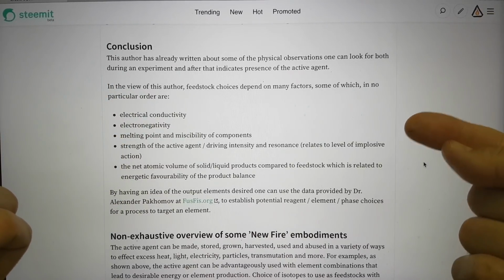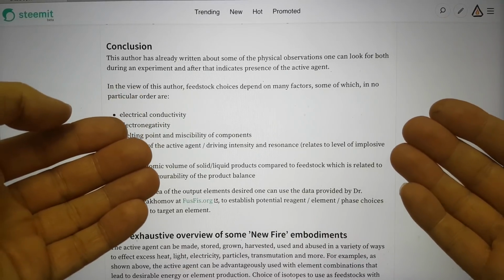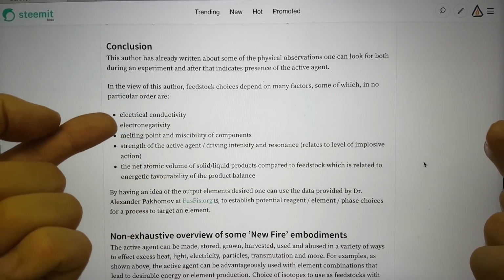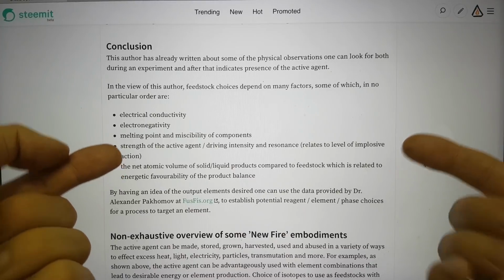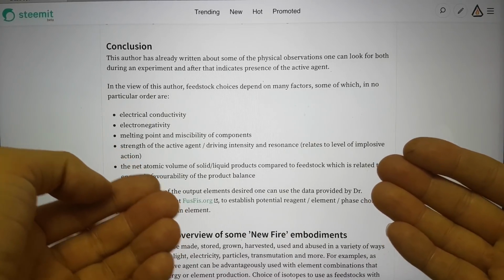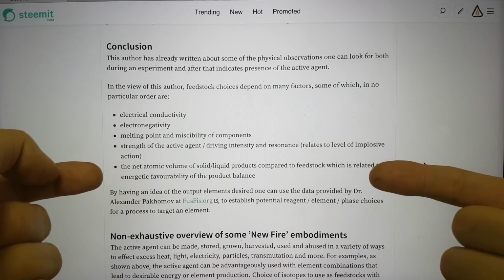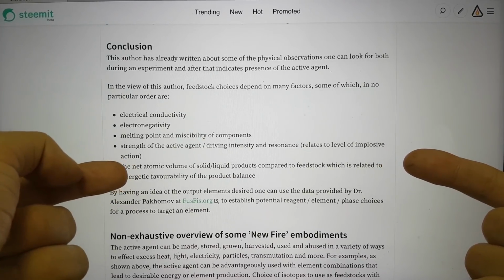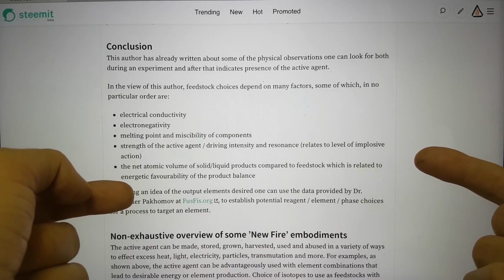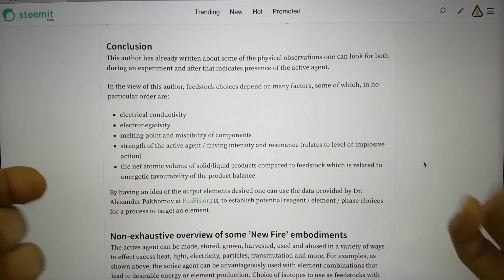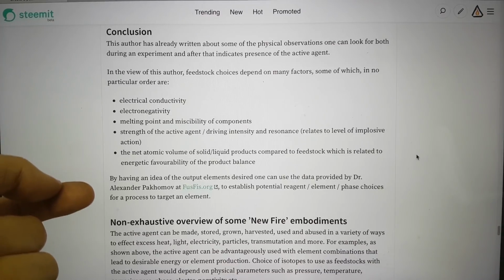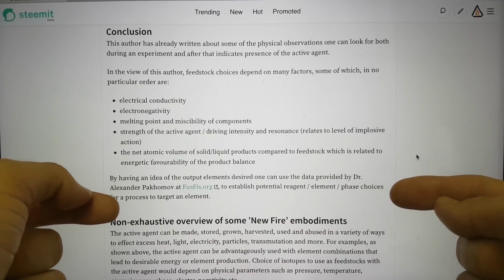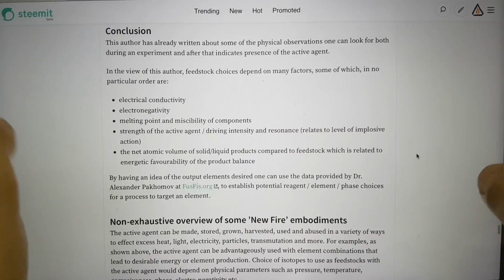In the view of this author, feedstock choices depend on many factors, some of which, in no particular order, are electrical conductivity, electronegativity, melting point and miscibility of components, strength of the active agent, the driving intensity and resonance related to the level of the implosive action and targeting, and the net atomic volume of solid and liquid products compared to the feedstock, which is related to the energetic favorability of the product balance in most cases. By having an idea of the output elements desired, one can use the data provided by Dr. Alexander Parkhomov at fuzzfizz.org to establish potential reagent element phase choices for the process to target an element.